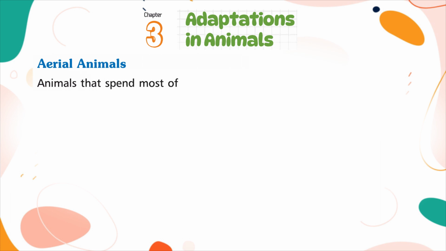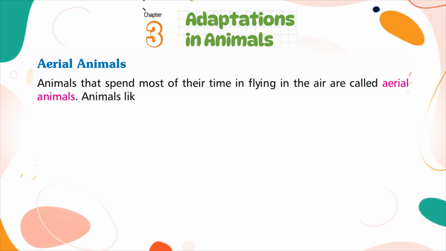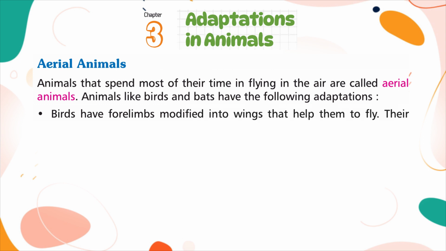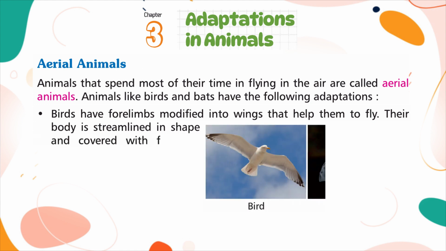Aerial animals. Animals that spend most of their time flying in the air are called aerial animals. Animals like birds and bats have the following adaptations. Birds have forelimbs modified into wings that help them to fly. Their body is streamlined in shape and covered with feathers.